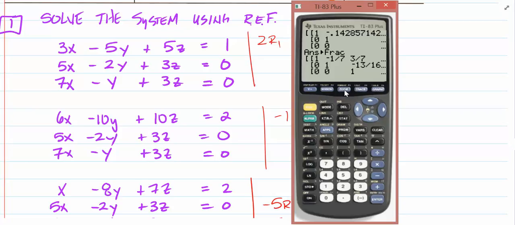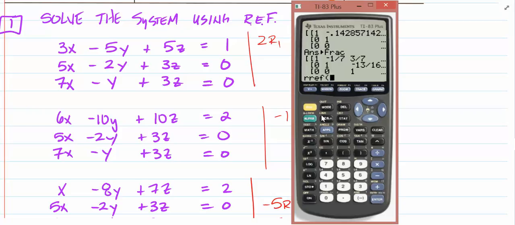Well, that's what RREF means. That means reduced row echelon form. So check this out. We're going to go second matrix. We're going to go over to math. And we're going to go all the way down, I think it's option number B. RREF, reduced row echelon form. Push enter brings you back to the main screen.